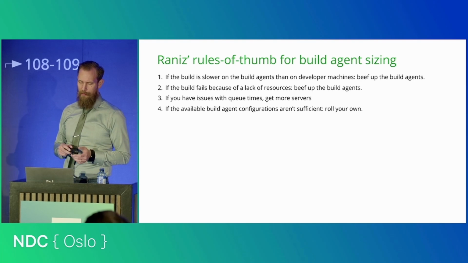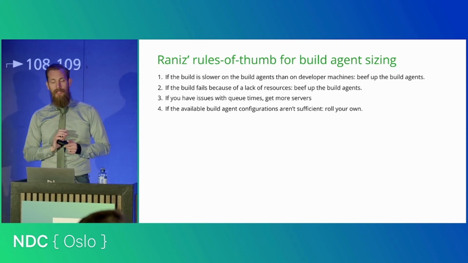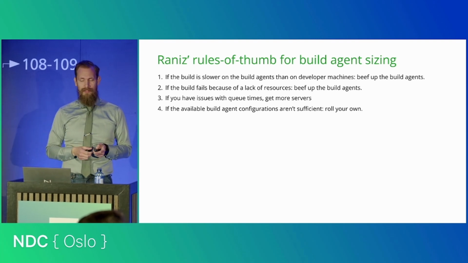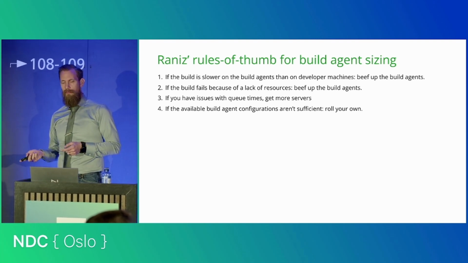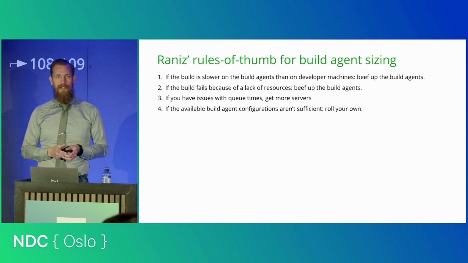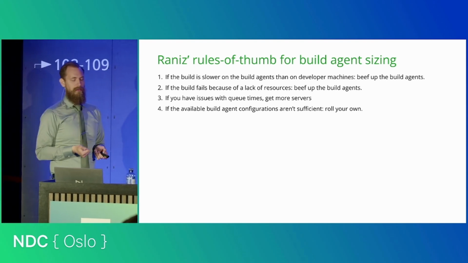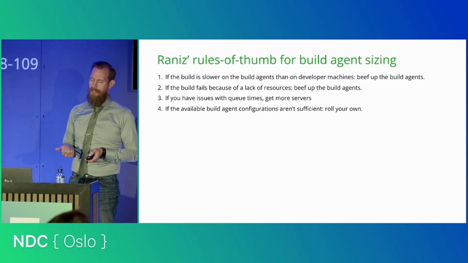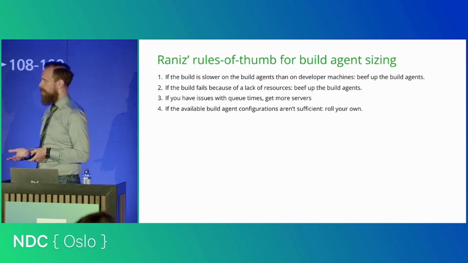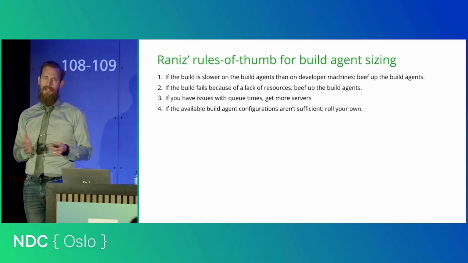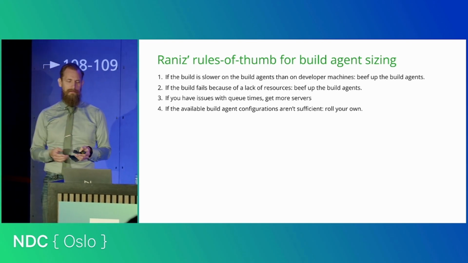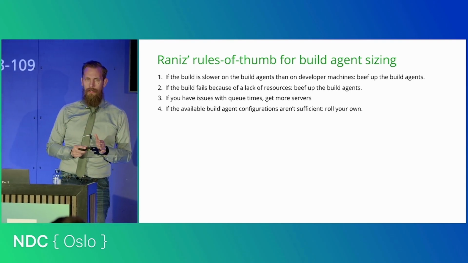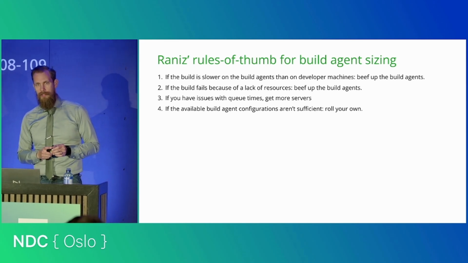So I have a few rules of thumb for build agent sizing. Number 1, if the build is slower on the build agents than on the developer machines, well, beef up the build agents. If the build fails because of a lack of resources, well, again, beef up the build agents. It's a lot cheaper to give the build agent a bit more RAM than to try and figure out why the test container running SQL Server is using up all the RAM and there's nothing left for the build, so you can't actually compile. And if you have issues with queue times, that is, if you have any queues at all in your build system, get more servers.